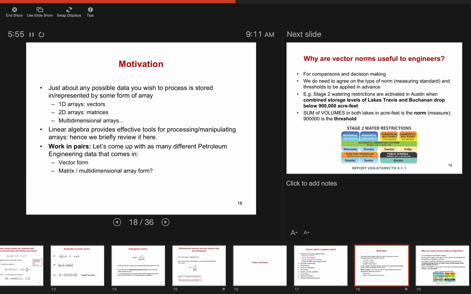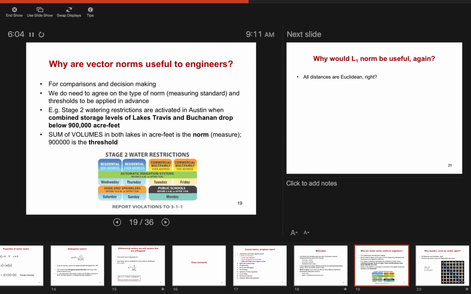So this is, well, we didn't work in pairs, I was actually talking. So we figured out what are the examples of petroleum engineers.